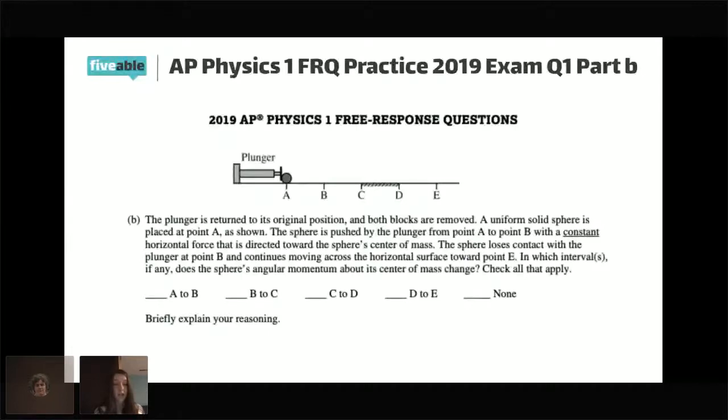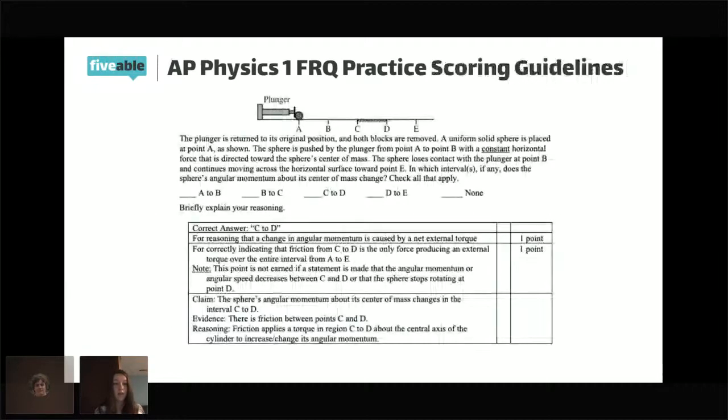So in this situation, if you have a quick overview of what momentum is and how it can be affected, you know that there needs to be a net external torque in order for momentum to change. And the only thing that looks like a net external torque in this problem is our point from C to D. So, you have to not only check point C to D, but we also have to state why it's going to be changing. You have to briefly explain your reasoning to get that second point.